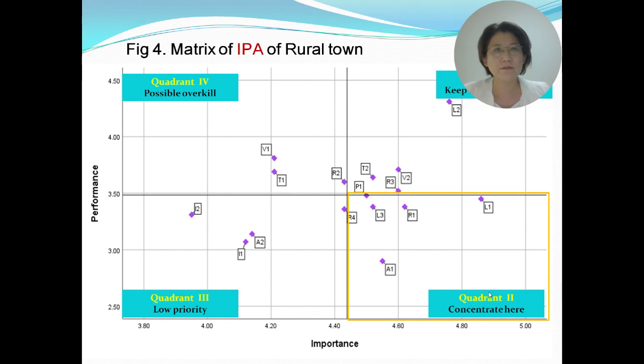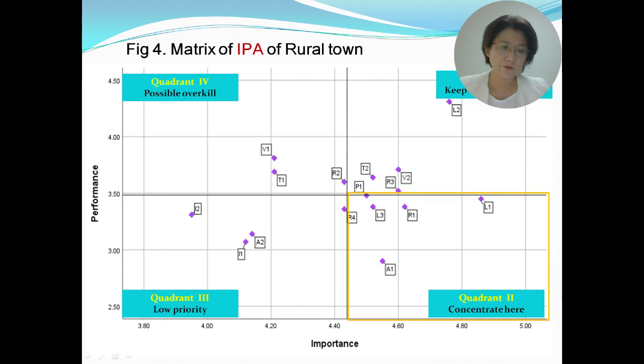Figure 4 is matrix of IPA analysis result of rural town. The distribution of the average score is from the lowest 3.95 to the highest 4.86, and overall average is 4.44, and also the distribution of the average performance score was from lowest 2.9 to 4.31, and overall average was 3.48.